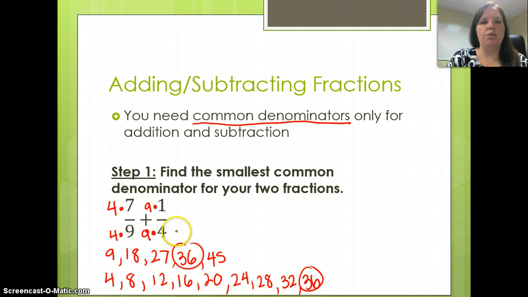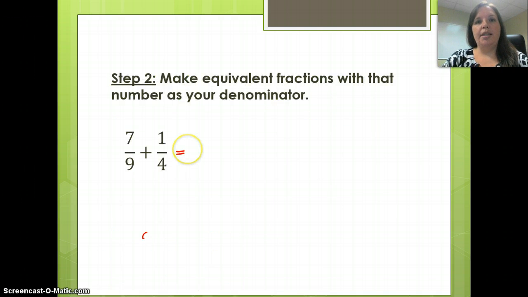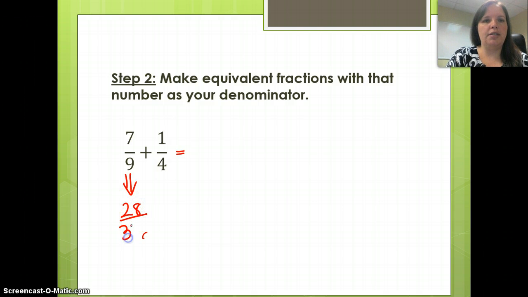So the first thing you want to do is find the smallest common denominator for your two fractions. Smallest because you're trying to make this the easiest problem you can. So instead, my problem turns into 28 over 36 plus 9 over 36. So common denominators is the first step. Step 2, make those equivalent fractions with the new denominator. So the equivalent fraction for 7/9, we already said, was 28/36.